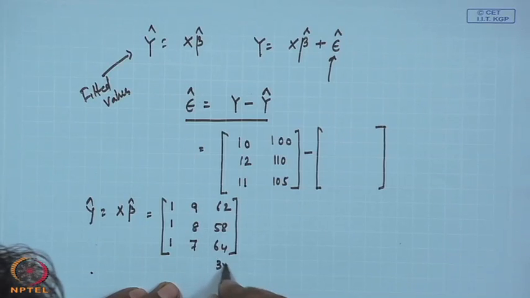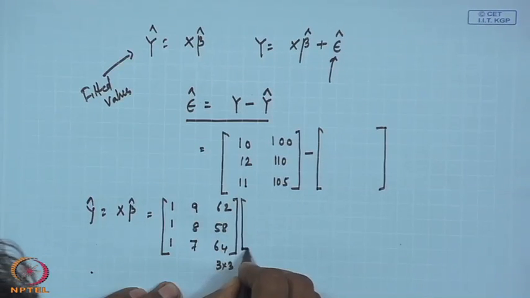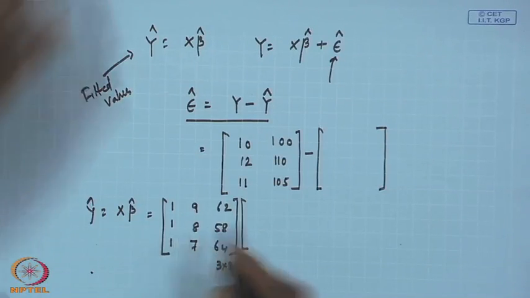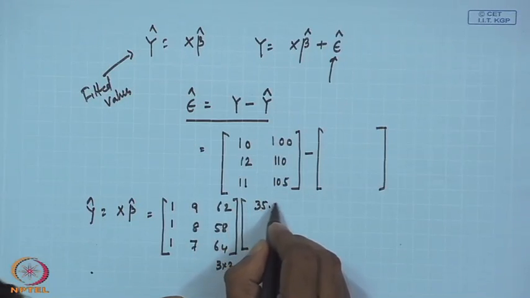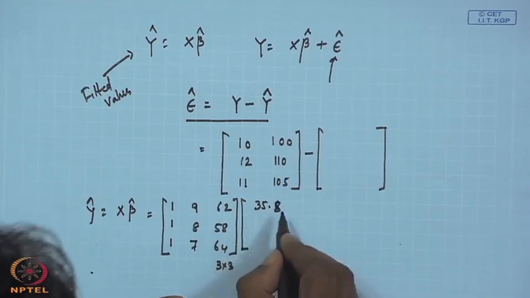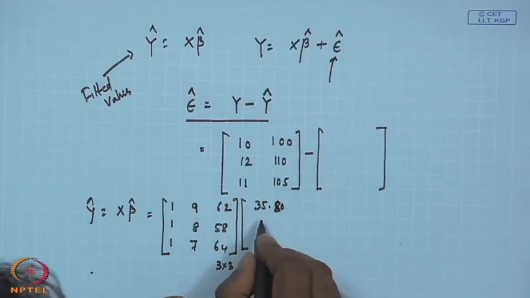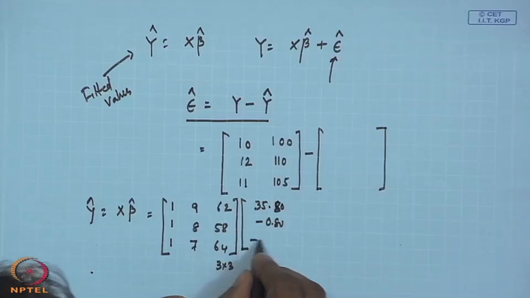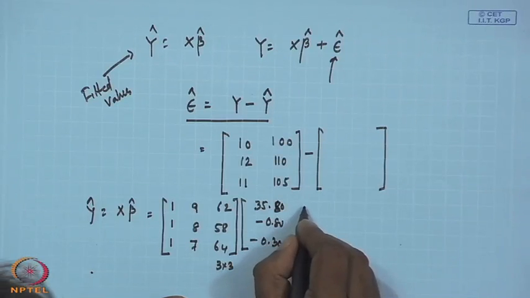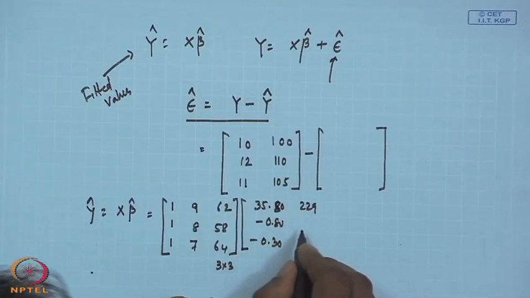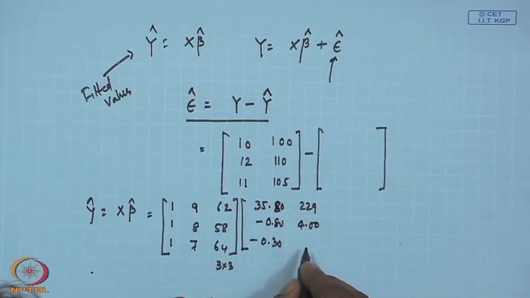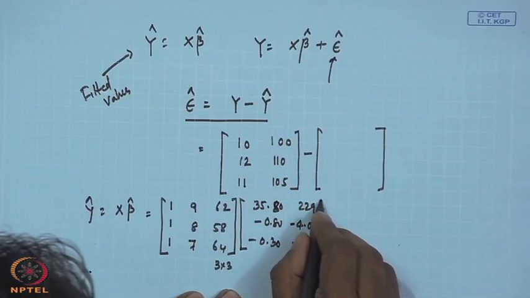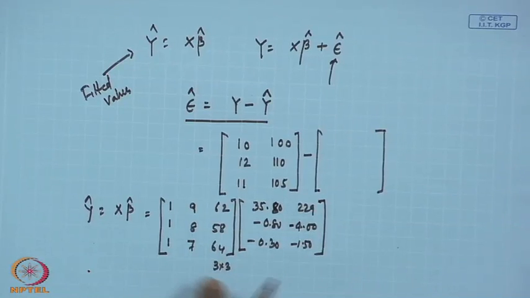So, this one is 3 cross 3, then what is your beta? Beta cap we found out, I think, 35.80, then minus 0.80, minus 0.30, then 229, 4.00, minus 1.50. So, this is your x beta.